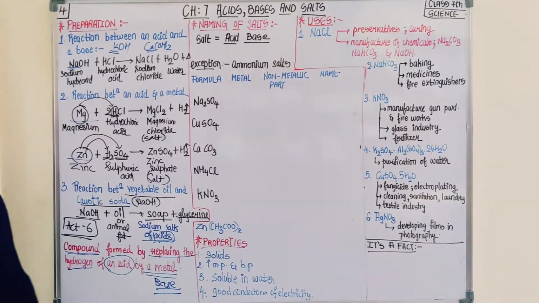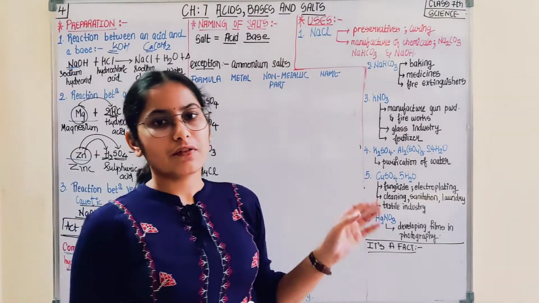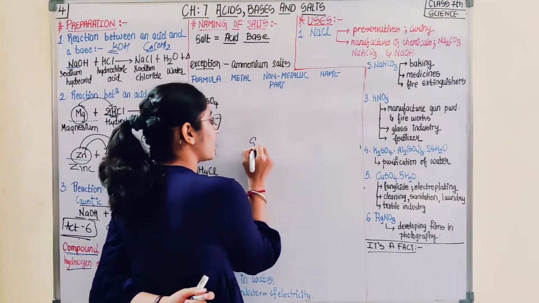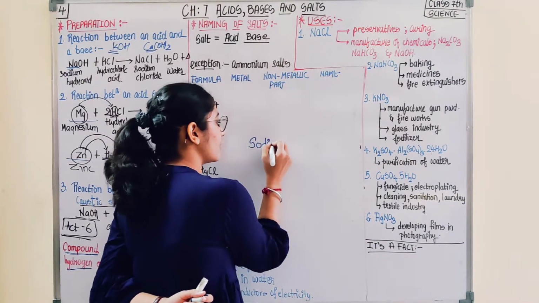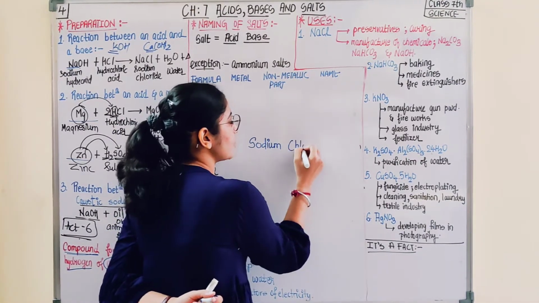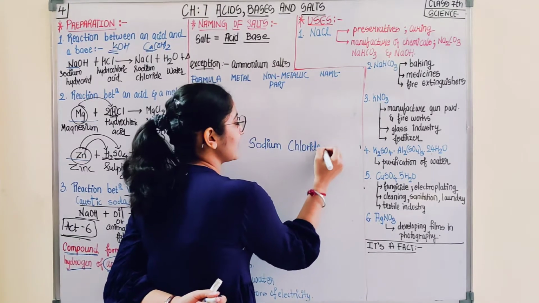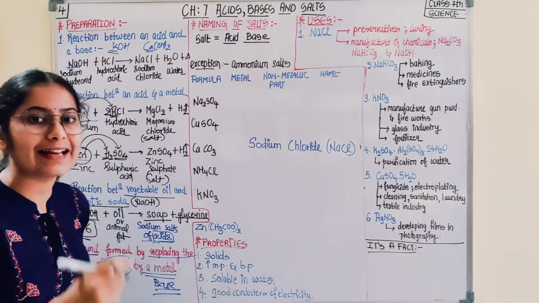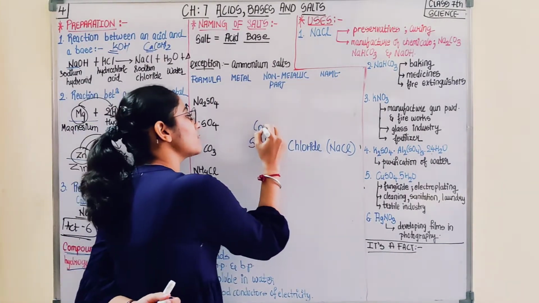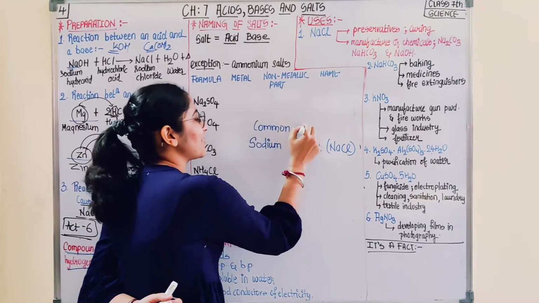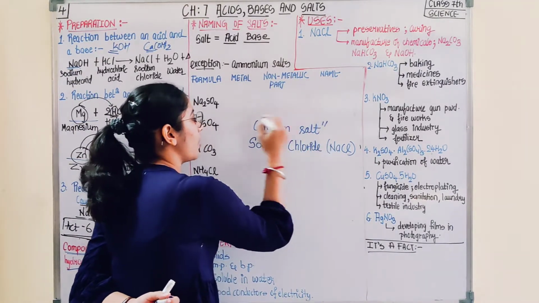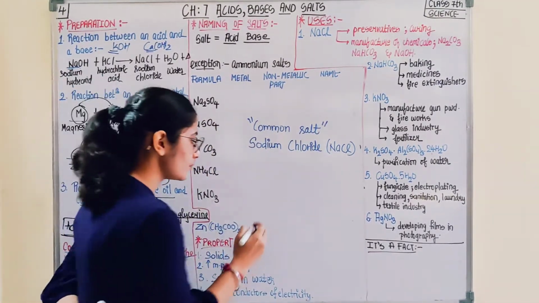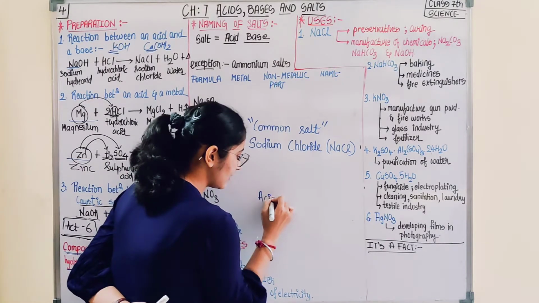Moving on to the next topic, which talks about naming of salts. Let us take an example of a very familiar salt, sodium chloride. Sodium chloride is NaCl. Its common name is common salt. What is the common name of sodium chloride? Common salt.